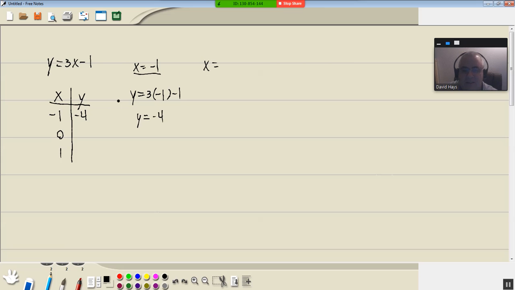My next x value is 0. And again, we'll go through y is equal to 3x minus 1, and we'll replace our x with parentheses. Everything else remains exactly the same. But here we said x is equal to 0, so I put 0 in for the x. 3 times 0 is 0, minus 1 is negative 1. 0 is almost always a perfect choice because it causes things to drop away.